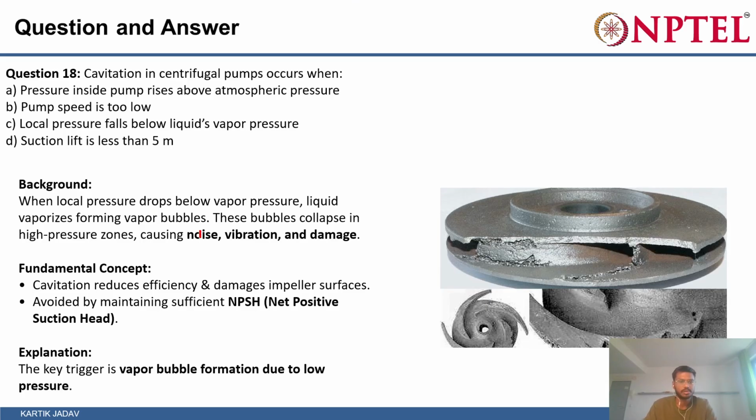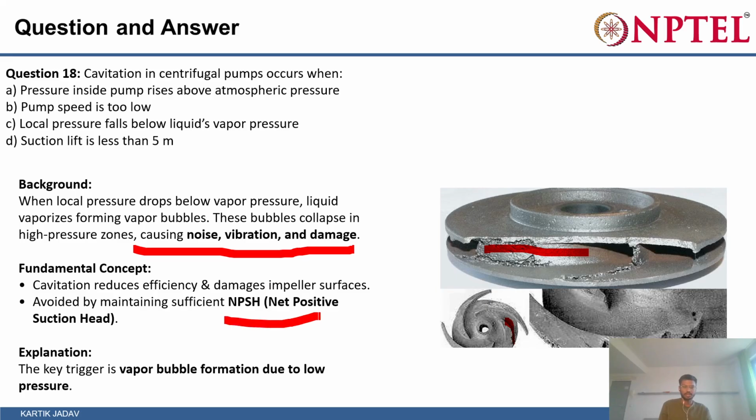When local pressure is below the vapor pressure, the liquid vaporizes into vapor bubbles, and the bubbles collapse in high pressure zones, causing noise, vibration, and damage. You can see this damage that occurs in the centrifugal pump, in different parts, the impeller and casing, that can get damaged. So cavitation generally reduces the efficiency and damages the impeller surface, and is avoided by maintaining sufficient net positive suction head.